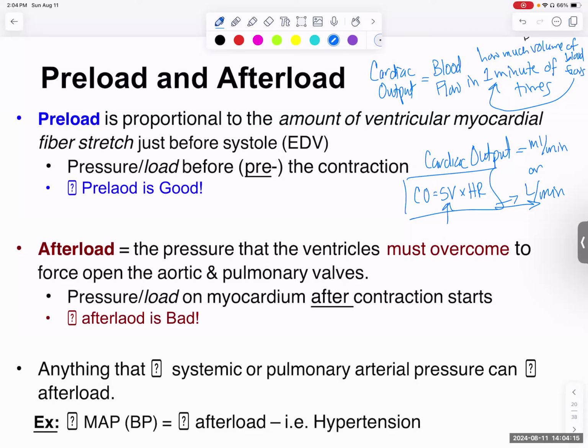And so we're talking about stroke volume. So if you have a really high stroke volume, most people only need about 5 liters per minute. If you have a really high stroke volume, you can have a low resting heart rate to hit 5 liters per minute because this is multiplication. So if you're keeping the answer the same, if one goes up, the other has to go down to keep it the same. And so preload is good because a high preload means you have a high stroke volume.